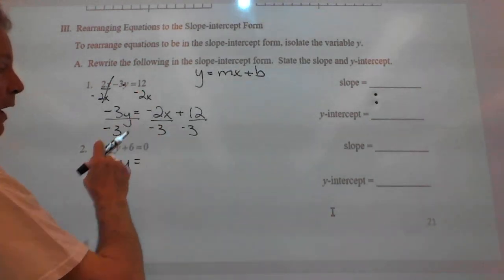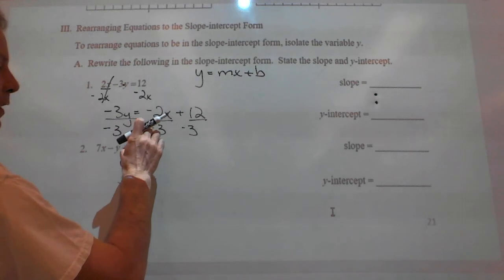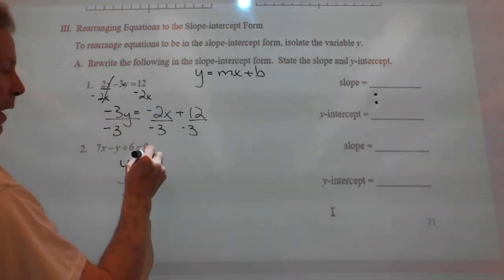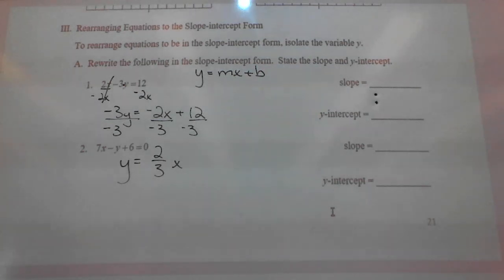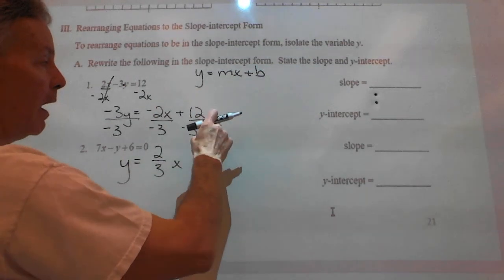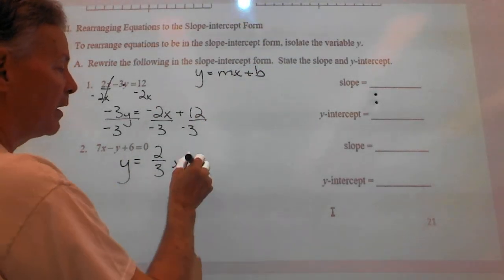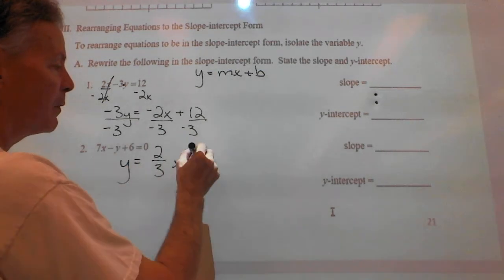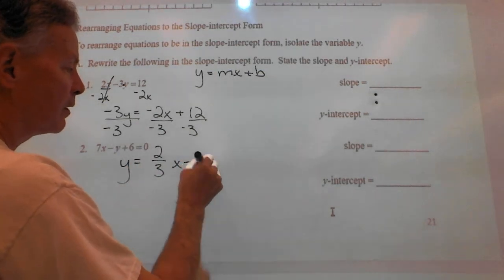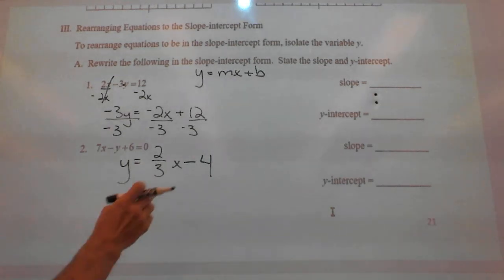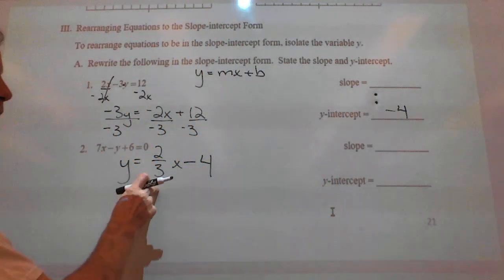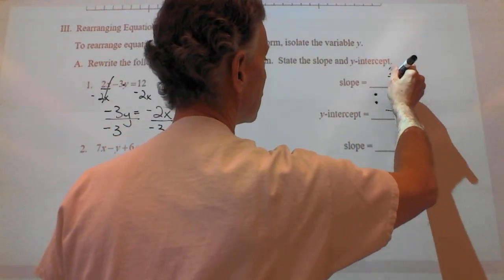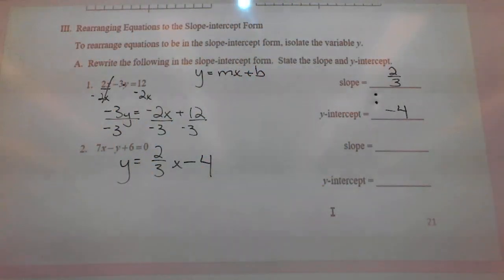Negative 2 divided by negative 3, well, we're going to leave this as a fraction, but a negative divided by a negative, we know that's going to give us a positive answer. And plus 12 divided by negative 3, positive divided by a negative will give us a negative answer, negative 4. So, what's the y-intercept? Negative 4. What's the slope? 2 over 3. Okay?